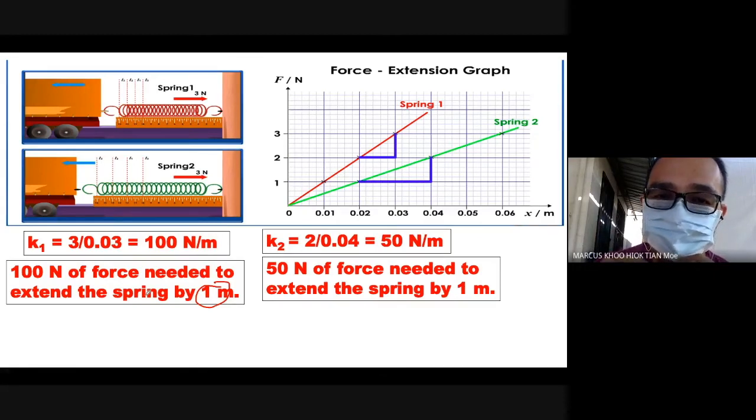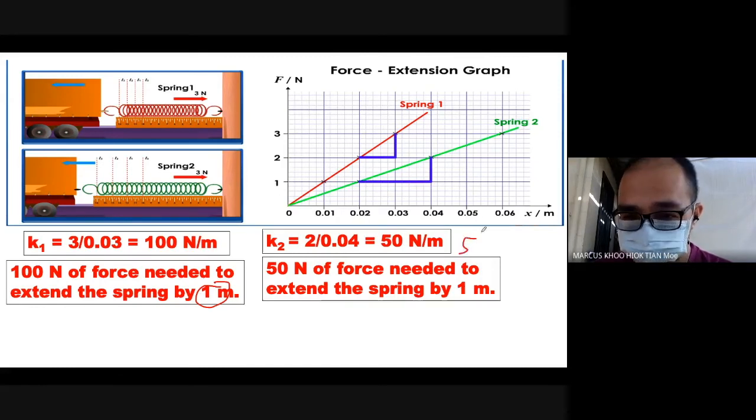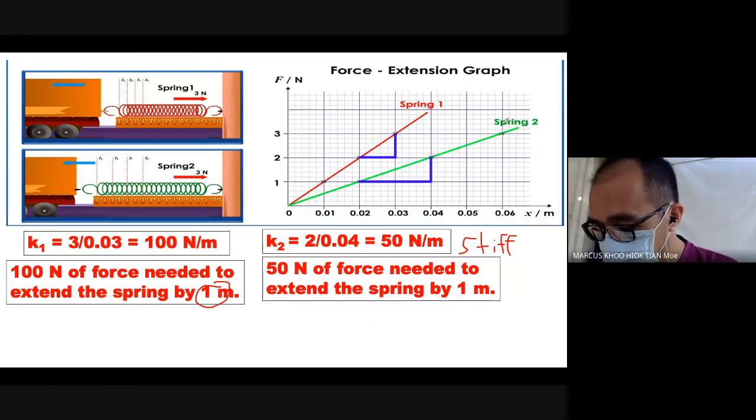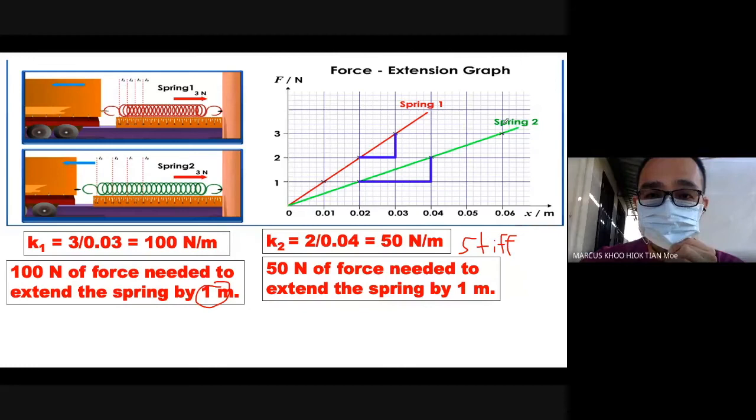Which spring is stiffer? The actual word for hardness here is not hard, you know. It is stiff. Stiff as in hard, another way to say it. But it is not hardness of the spring, it is stiff. So between spring 1 and spring 2, which is the stiffer spring? Anybody? Number 1. Spring number 1 is stiffer because you need more force to extend by 1 meter. Whereas spring number 2 needs less force. You want to extend 1 meter, you need less force. So it's not so hard, it's less stiff.